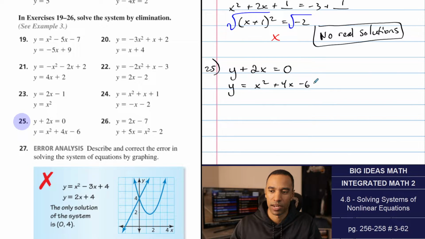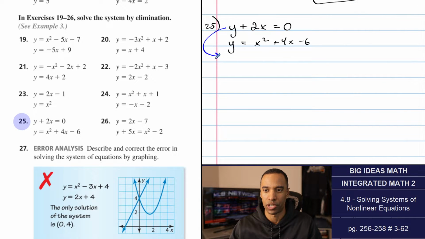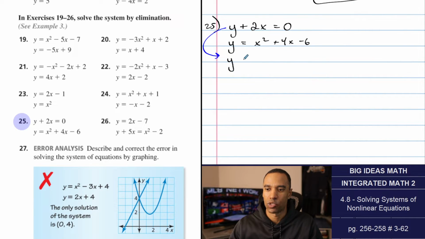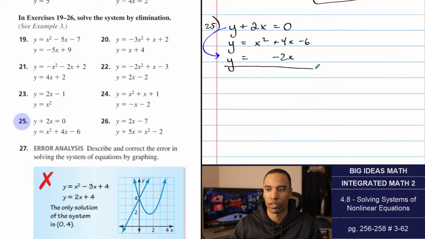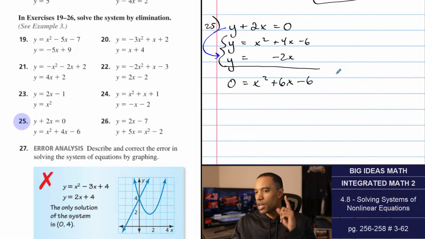Plus 4x minus 6. Excuse me. Okay, on the top equation, I'm just going to write the top equation down below right here. We're going to rewrite it as y equals negative 2x. Subtract the 2x over, write it where it lines up. So this will be the system I'm dealing with, okay? Subtract these, you get 0. X squared minus 0. 4x minus negative 2x is 4x plus 2x, boom, and negative 6 minus 0. This is non-factorable.